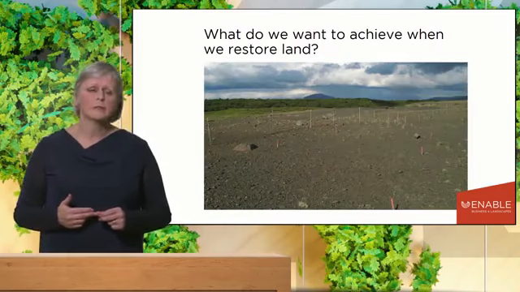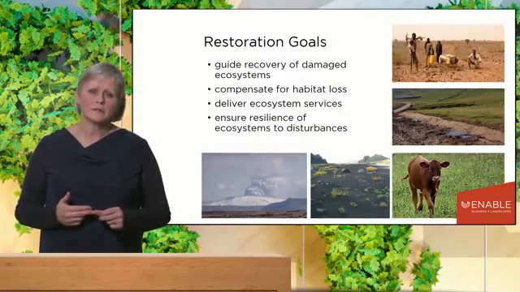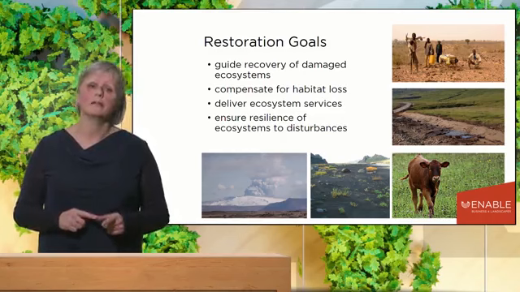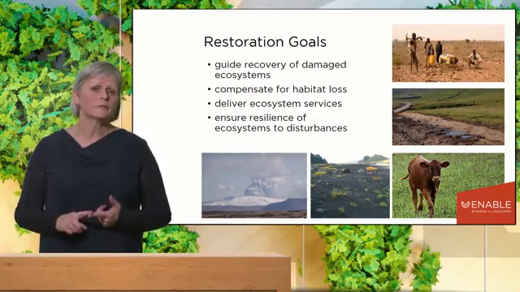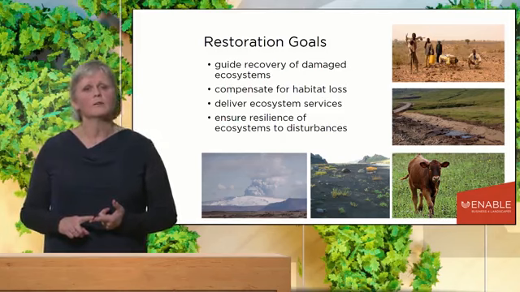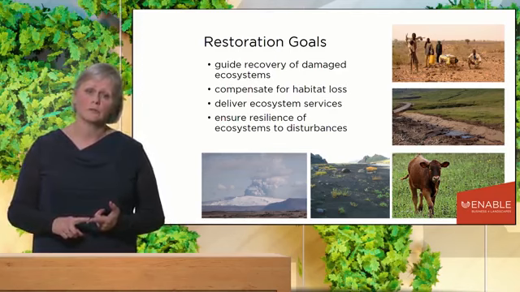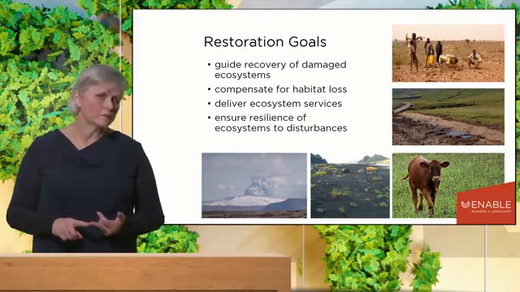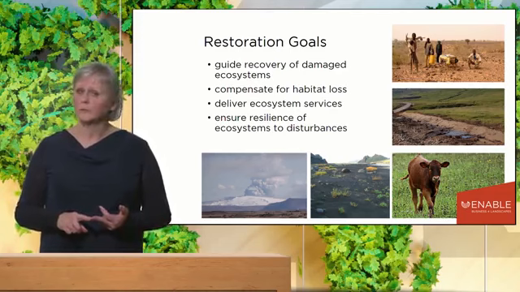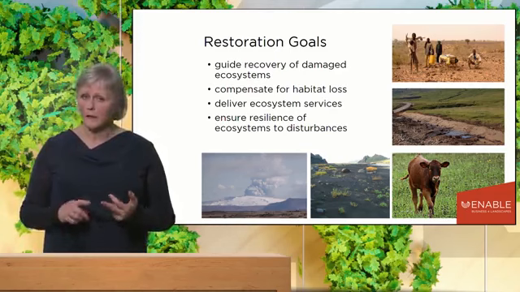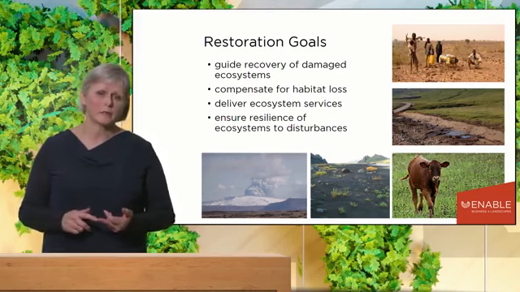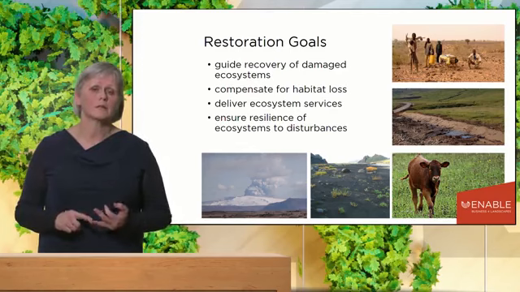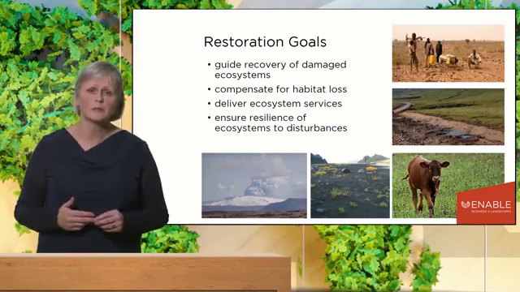So what do we want to achieve when we restore land? Ecological restoration can take different forms, aiming to guide recovery of damaged ecosystems and prevent further degradation, to compensate for habitat loss, that is to mitigate or offset destruction of natural ecosystems due to construction of, for example, roads or due to mining activities, to increase the delivery of a variety of ecosystem services, such as food or fiber production, provision of clean water, carbon sequestration, or even opportunities for recreation, to enhance resilience of ecosystems to disturbances such as floods, droughts, ashfall associated with volcanic eruptions, tsunamis, etc.